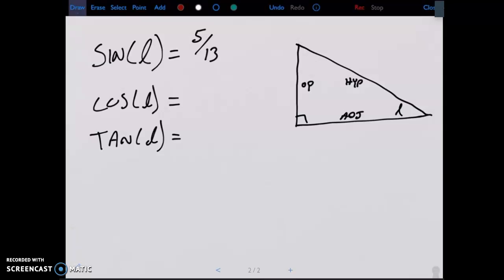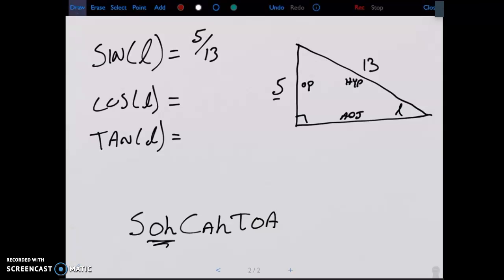Some people are probably good already. Some people are like, oh, okay, this is starting to make sense now. Sine means opposite over hypotenuse. So the opposite side has to be 5 and the hypotenuse has to be 13. Doesn't matter really what the side lengths are, they'll always have their relationship, 5 to 13, 10 to 26, and so on and so forth.